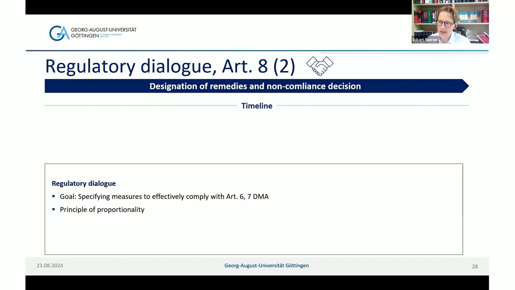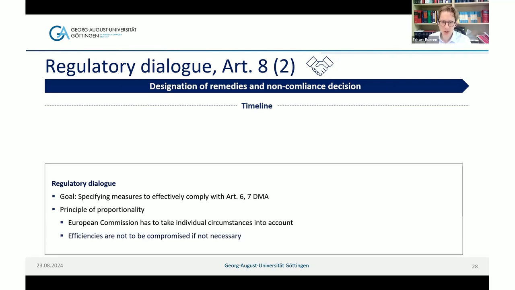So the gatekeeper can make an argument based on his individual circumstances, and partly efficiencies can also come into play here, because efficiencies mustn't be compromised more than necessary to comply with the DMA. So we have a certain room for efficiencies to come into play here, because the Commission must respect the principle of proportionality.